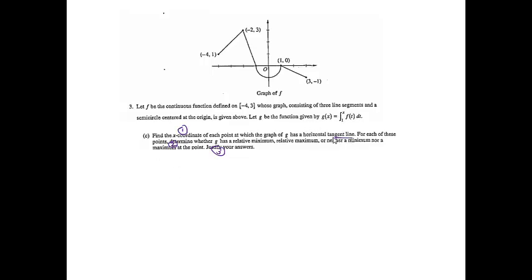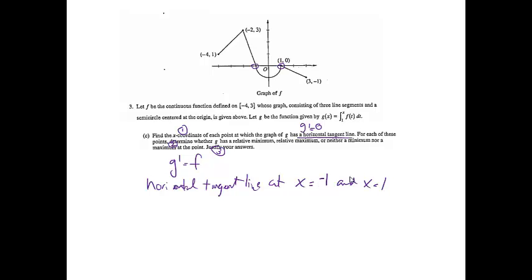Okay, g has a horizontal tangent line. Well, if there's a horizontal tangent line, that would mean that g prime is equal to 0, and we already know that g prime is the same thing as f, it's just the curve. So I'm going to be looking on the curve for where it equals 0, and that's going to be at -1 and at 1. So horizontal tangent line at x equals -1 and x equals 1.